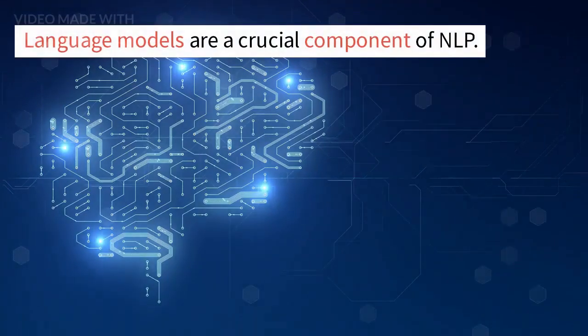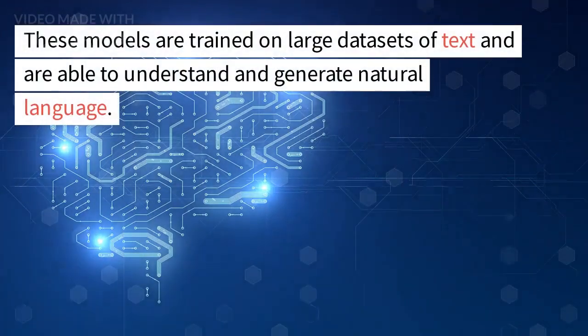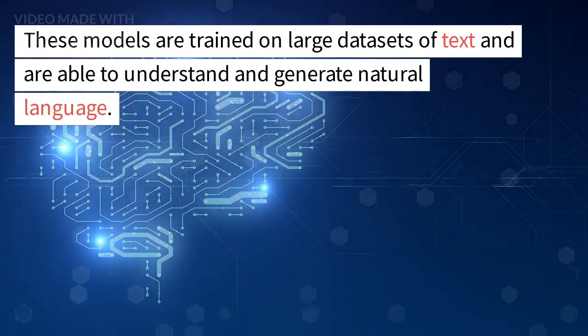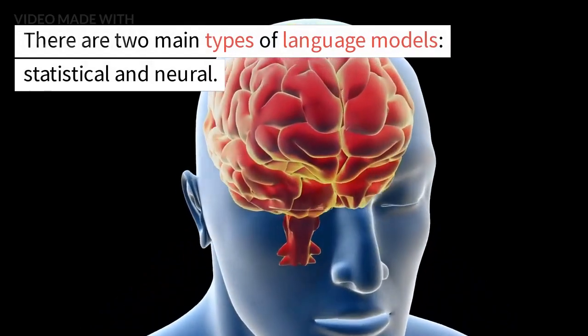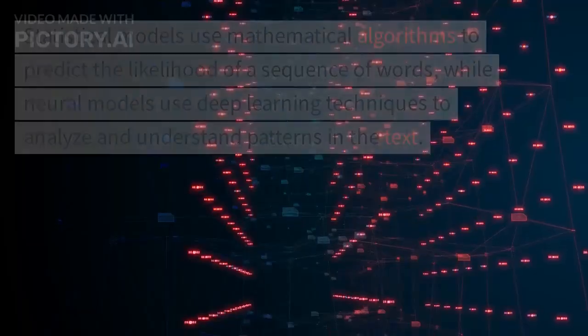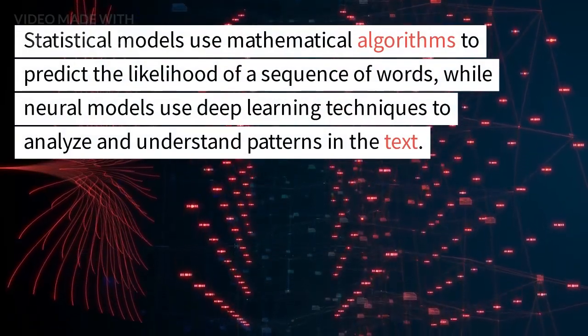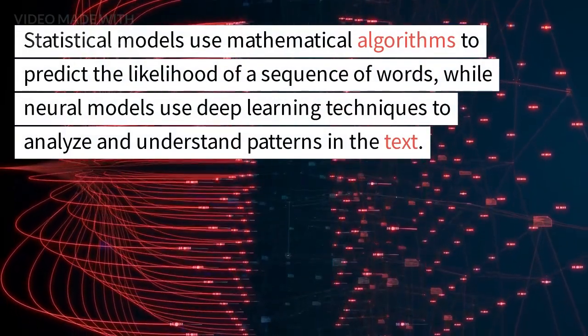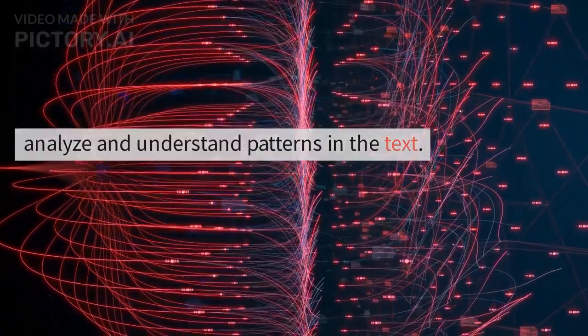Language models are a crucial component of NLP. These models are trained on large datasets of text and are able to understand and generate natural language. There are two main types of language models: statistical and neural. Statistical models use mathematical algorithms to predict the likelihood of a sequence of words, while neural models use deep learning techniques to analyze and understand patterns in the text.